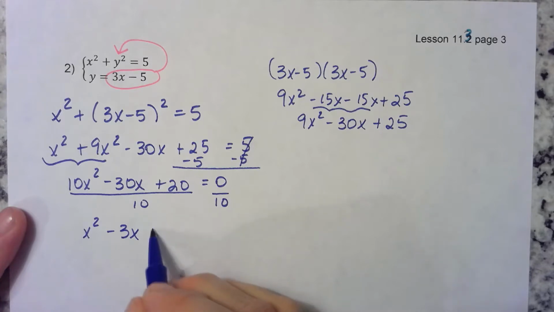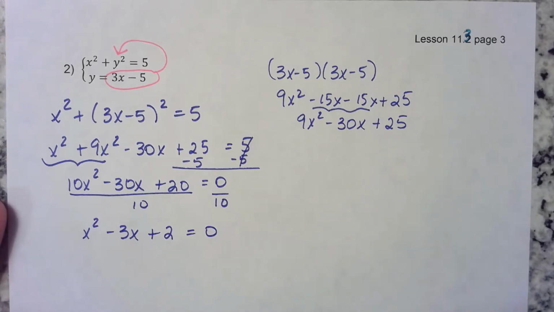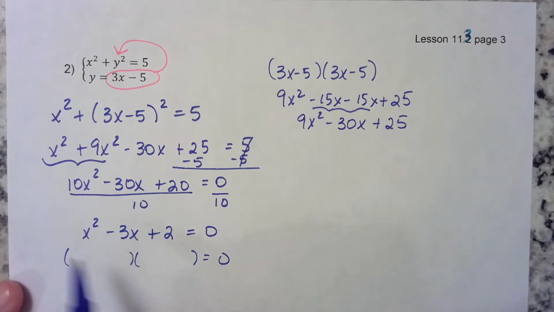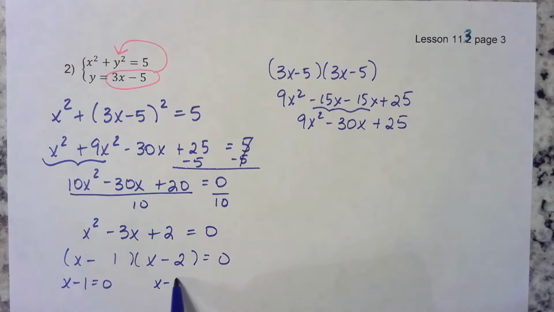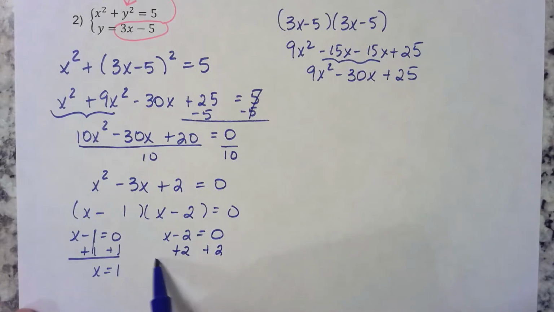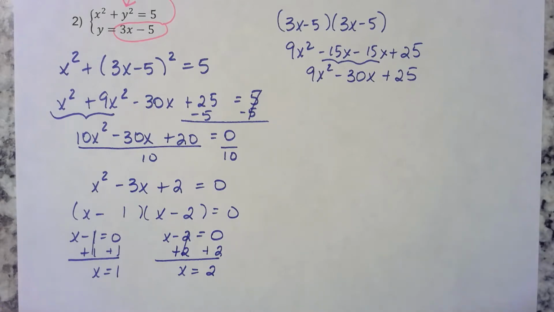We can factor this. We need factors of 2 that add up to negative 3. That'll be a negative 1 and a negative 2. Set them both equal to 0 and solve. Now we have two values for x at this point. We can go back to our original problem. The easiest equation to substitute them back into is this linear equation.